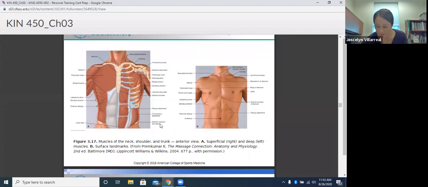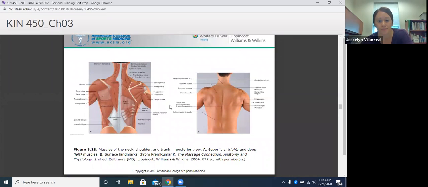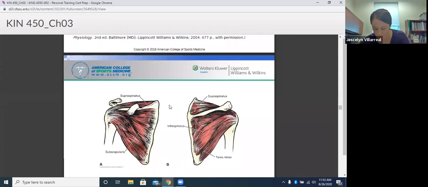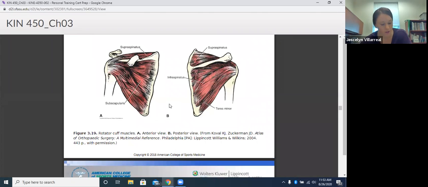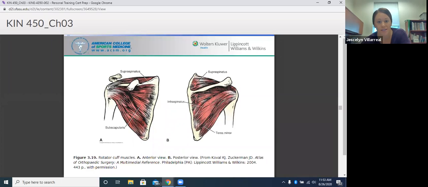Here are muscles of the neck, shoulder, and trunk in the anterior view. This just breaks your muscle man up a little bit more. Posterior view, get to know them. Muscles of the rotator cuff are here, so this would be your anterior view. This would be your posterior view.